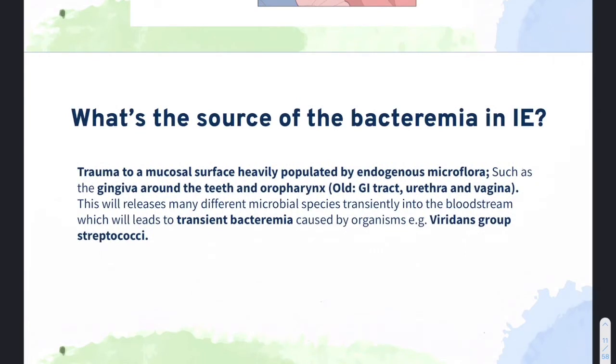So, what is the source of bacteremia in infective endocarditis? A trauma to a mucosal surface heavily populated with indigenous microflora, such as gingiva around the teeth, or the oropharynx, or GI tract, or urethra and vagina. This will release many microbial species into the bloodstream, which will lead to a transient bacteremia. If the species or the organism that invades the bloodstream has the potential to colonize at the site of non-bacterial thrombotic endocarditis, this will lead to infective endocarditis.